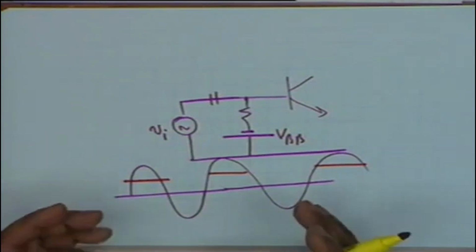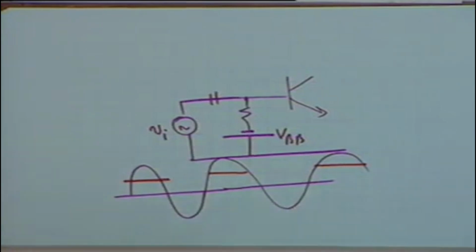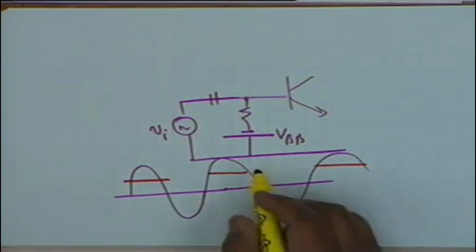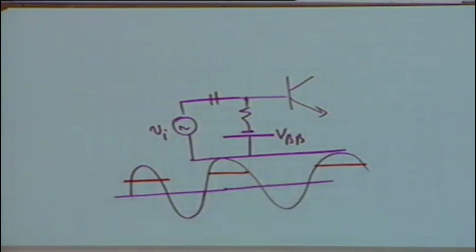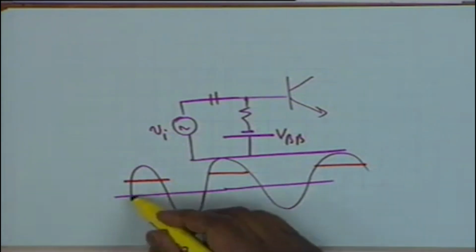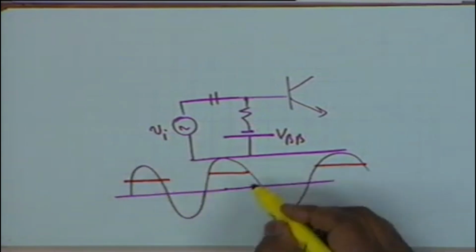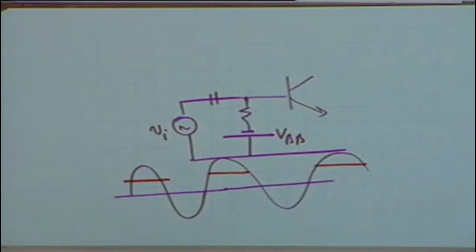Now you might ask, this is obviously a very highly distorted collector waveform, what is the use? The use is the following. In class B operation, only the positive half cycles allow the collector current to flow.